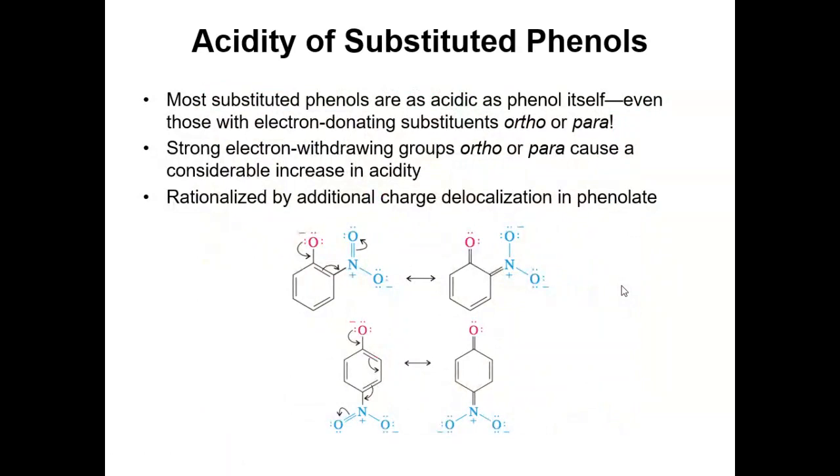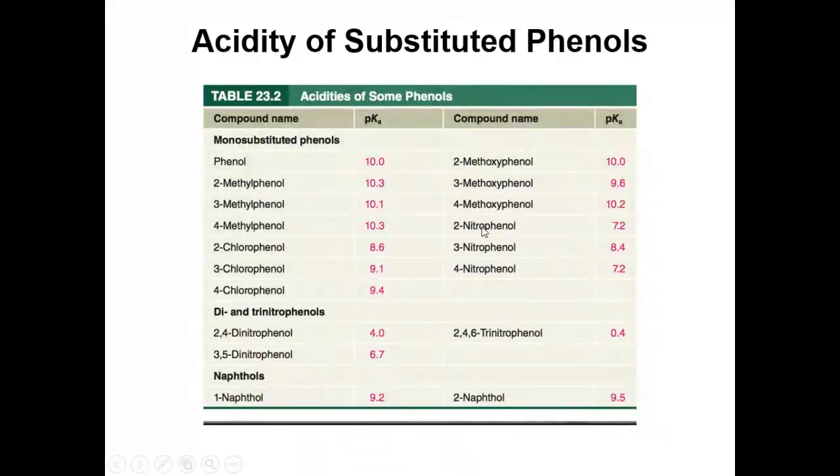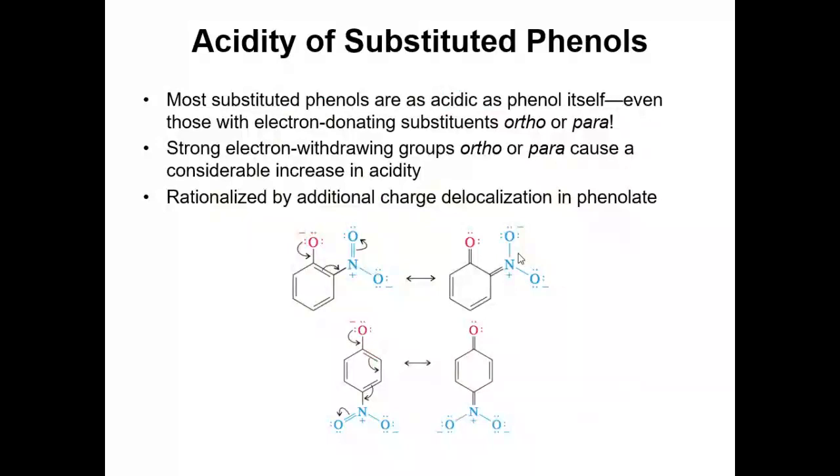So let's look at it. You can see the 2-nitrophenol and the 4-nitrophenol, those two compounds, have the nitro group either ortho or para to the OH group. They are more acidic than the 3-nitrophenol, where the nitro group is meta to the OH group. So why is that the case? Again, we can look at the electron delocalization in the phenoxide.